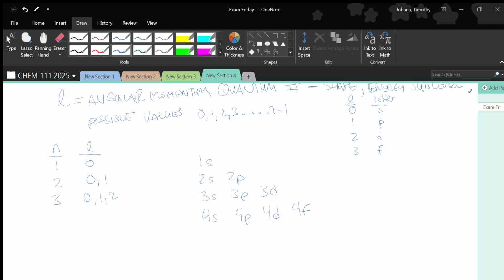But so, 1s, 2s, 2p, 3s, 3p. Here's our d. It gets a little complicated here, 3d. I'll show you a cheat thing or a little phenomenon or whatever that'll help you remember that. But 3d is here. That's our 4s. That's our 4p.